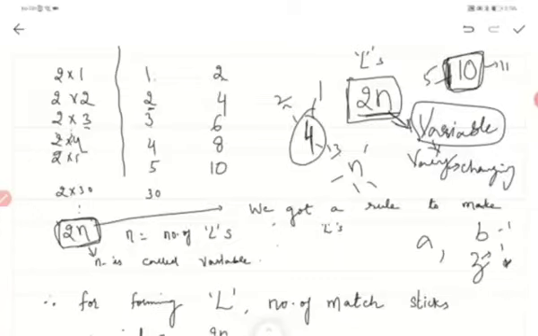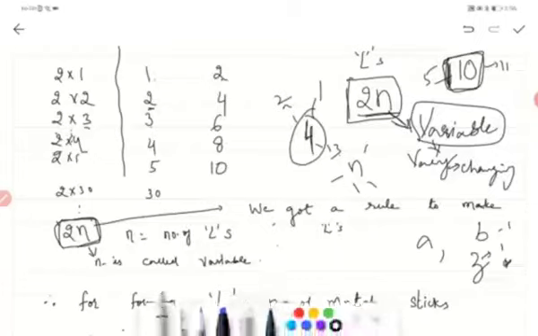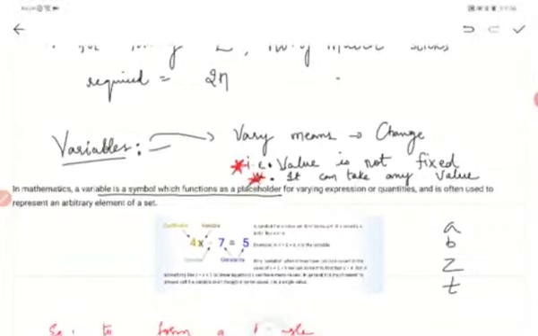All right, so what is a variable? The name itself says it: vary means changing. A variable is just a symbol which is used in functions to hold a value in different expressions, equations or quantities.